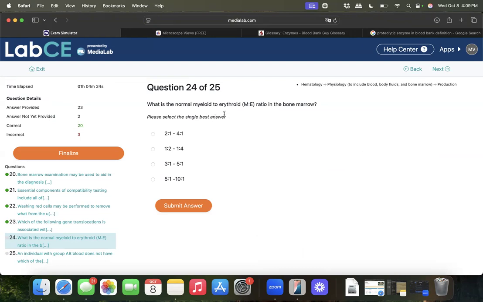What is the normal myeloid to erythroid ratio, or ME ratio, in the bone marrow? A, 2:1 to 4:1; B, 1:2 to 1:4; C, 3:1 to 5:1; or D, 5:1 to 10:1.